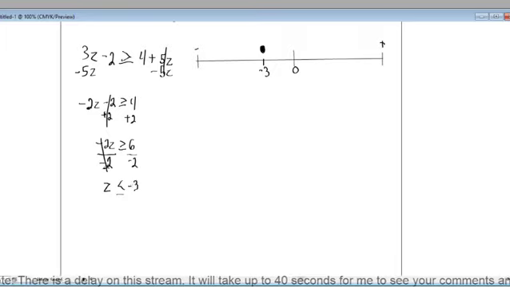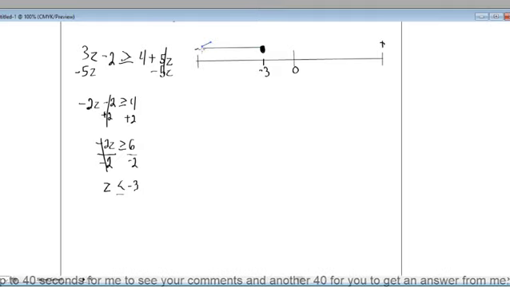Okay. Then we need to put an arrow showing where z can be. Well, z is everything less than negative 3. So z is everything on this side of negative 3. And there's our graph. And graphs are nice. They easily show us what our solution set looks like. Again, this one's saying, okay, everything smaller than 3 is what our answer could be.